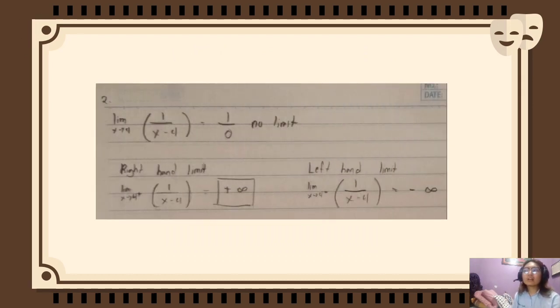I wasn't able to graph this to show you. Here, the limit as x approaches 4 of 1 all over x minus 4 is equal to 1 over 0. Because when we substitute 4 for x, it is equivalent to 0. 4 minus 4 is equal to 0. So there is no limit. What is the right hand limit?